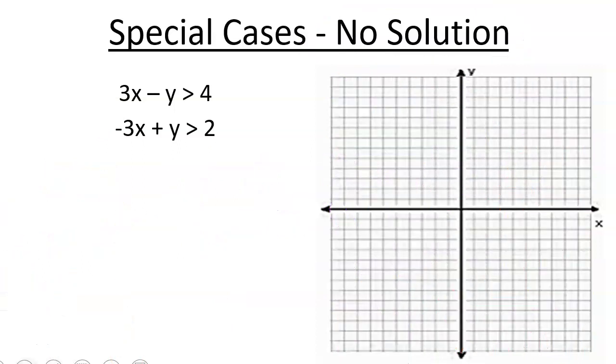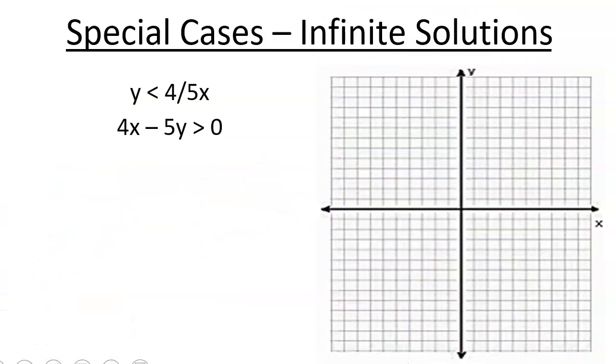All right, so let's look at another one. This one is infinite solutions. This first one is already in slope-intercept form. y is less than 4/5 x. Notice there's no y-intercept, because that's the same as saying y is less than 4/5 x plus 0.